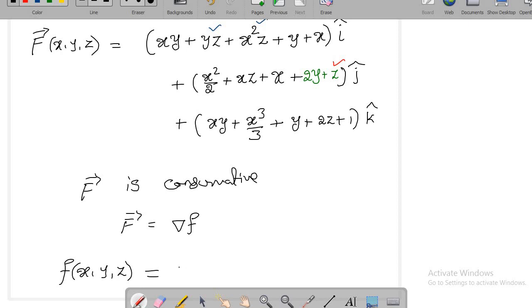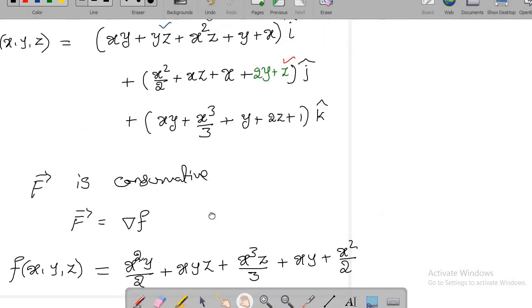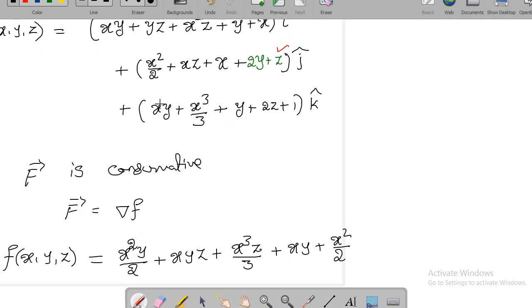So from the first term, you can see that it is x square y by 2, plus the next term, which is xyz, plus the next term, which is x cube z by 3, plus the next term is xy, next term is x square by 2. Now here, no need of writing this term. Why? Because we wrote it here, x square y by 2.